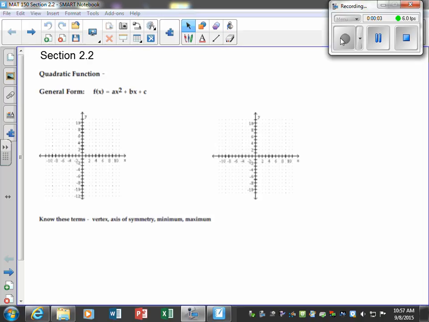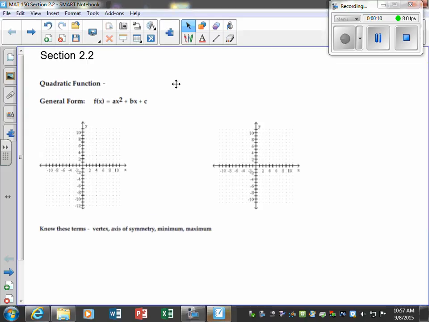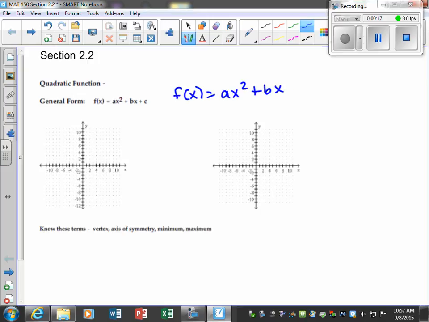In section 2.2, we're going to be talking about quadratic functions. And the general form of a quadratic function is this: f of x equals ax squared plus bx plus c. Okay, when we're looking over here, let's give a rough sketch. Okay, that's just of a basic parabola.